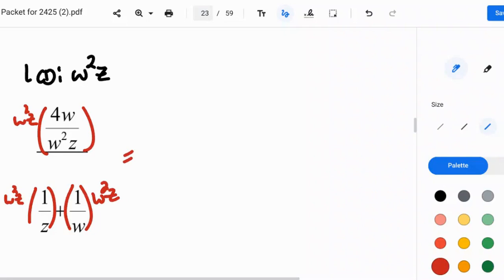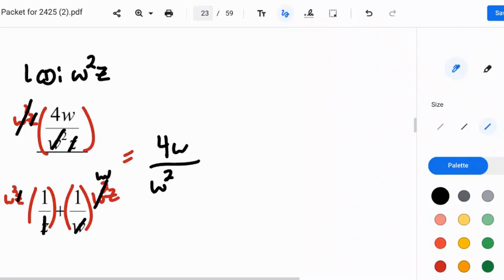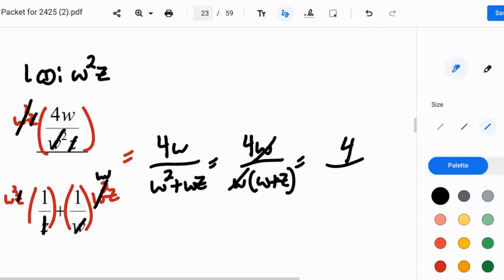So see what we get. W squared Z, everything cancels, it looks like. So I'm left with 4W. The bottom, 1Z cancels here, so I'm left with W squared. 1W canceled here, so I'm left with plus WZ. So in the end, the only thing I could factor, I can't do anything at the top, but I can pull out a W in the bottom. So the W's will cancel, and I'm left with 4 over W plus Z. And that'd be my answer for 2.